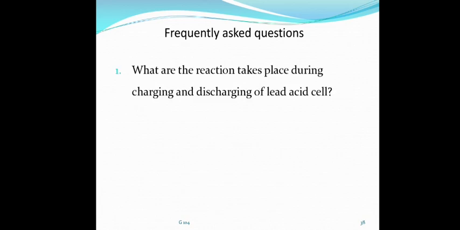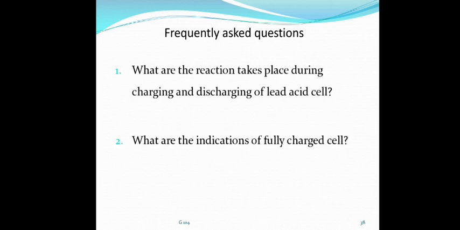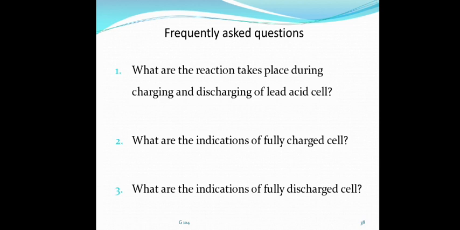Right, the reaction that takes place during charging or discharging in lead acid cell. You have to write both sets, as a galvanic cell and as an electrolytic cell. The reactions you have to write. What are the indications of a fully charged cell? Its specific gravity should be 1.3. What are the indications of a fully discharged cell? It reaches 1.1.